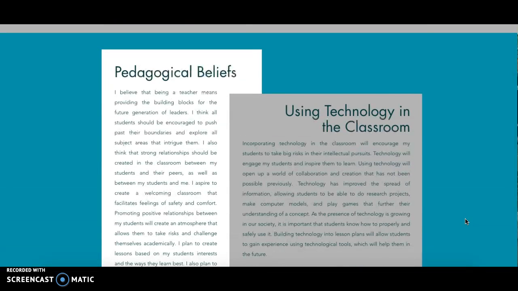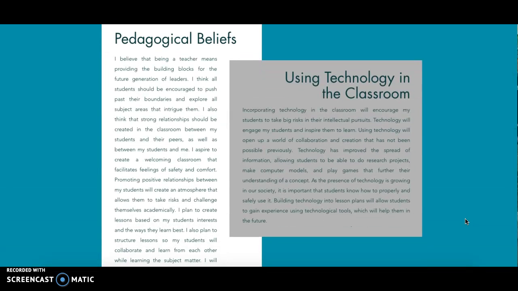If you scroll down, you'll see my beliefs about teaching. I believe that being a teacher means providing the building blocks for the future generation of leaders. I think students should be encouraged to push past their boundaries and explore all subject areas that intrigue them. I also think that strong relationships should be created in the classroom between my students and their peers, as well as between my students and me. I aspire to create a welcoming classroom that facilitates feelings of safety and comfort. That will encourage students to learn at their absolute best.